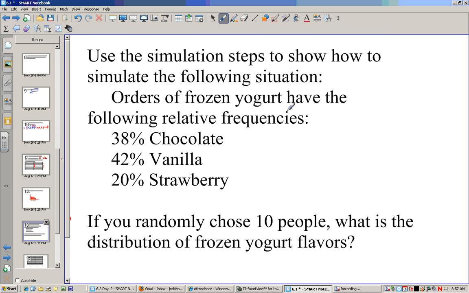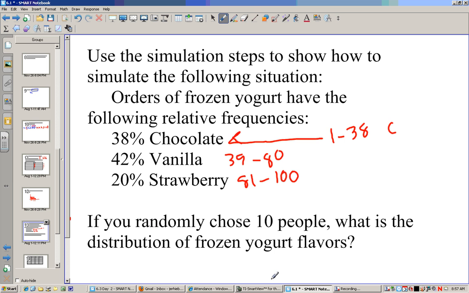So first thing we have to do is get the numbers in order. So numbers 1 through 38, those are going to be the chocolate people. I'll just put this next to them. So 39 through 80. Yep, 38 plus 42 is 80. That's going to be vanilla people. 81 through 100 is going to be strawberry people. So 38 people here, 42 people here, and 20 people here.